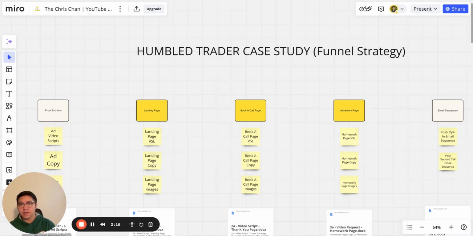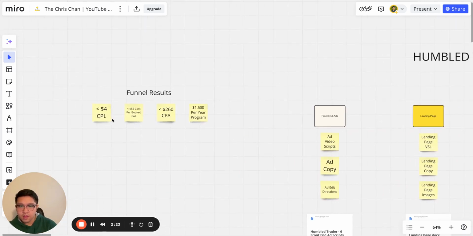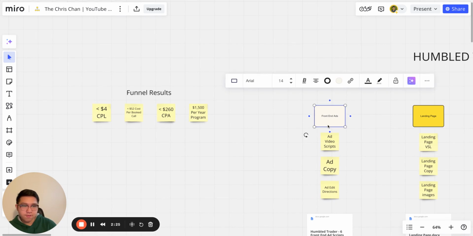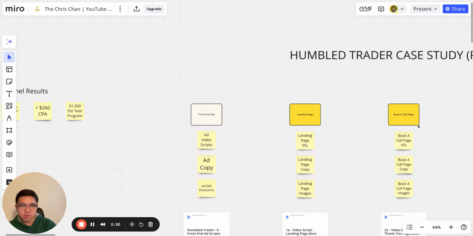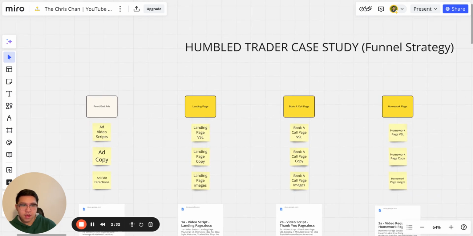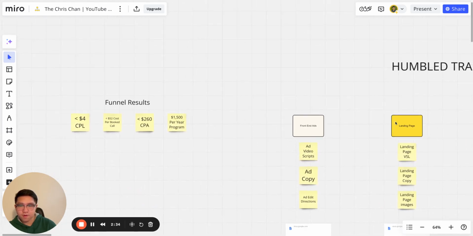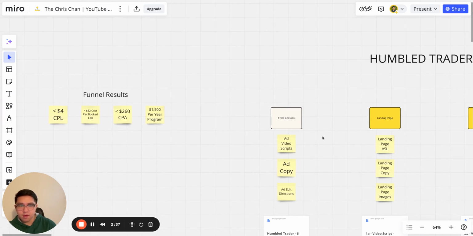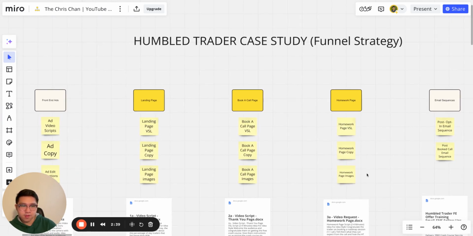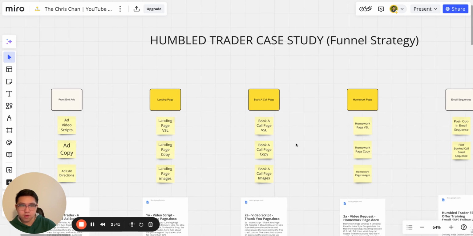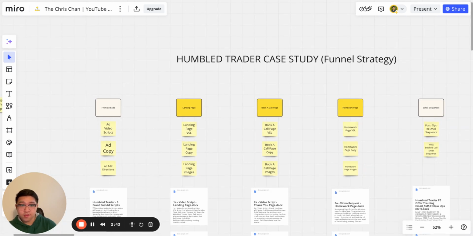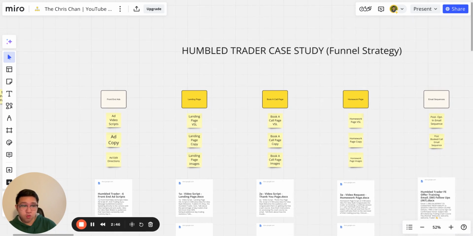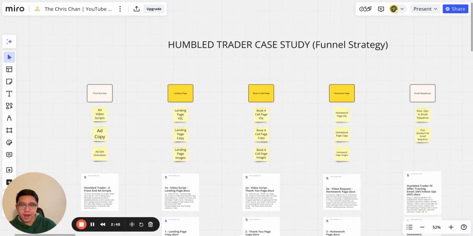So if we can understand this, we peel it back to see which of these assets is responsible for each of these numbers. The $4 cost per lead essentially would be the front end ads and the landing page. The cost per book call would be the book a call page and the homework page, as well as the first email sequence. And then the CPA would be the secondary email sequence, and the homework page and the book a call page would also contribute to that. The sales team is obviously very involved, so I won't cover that too much. We're just going to go over front end acquisition.